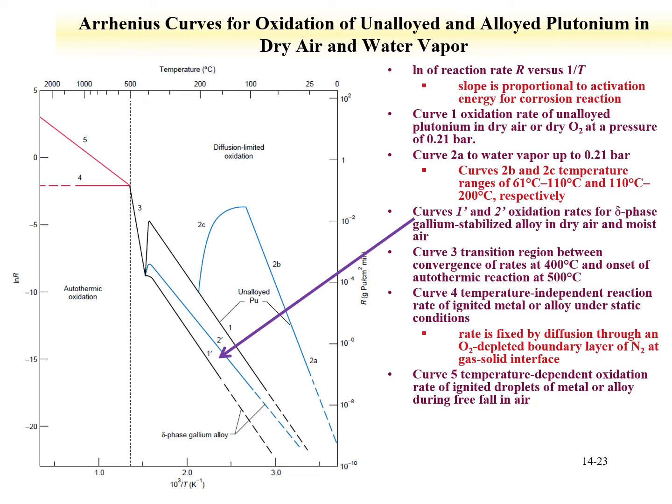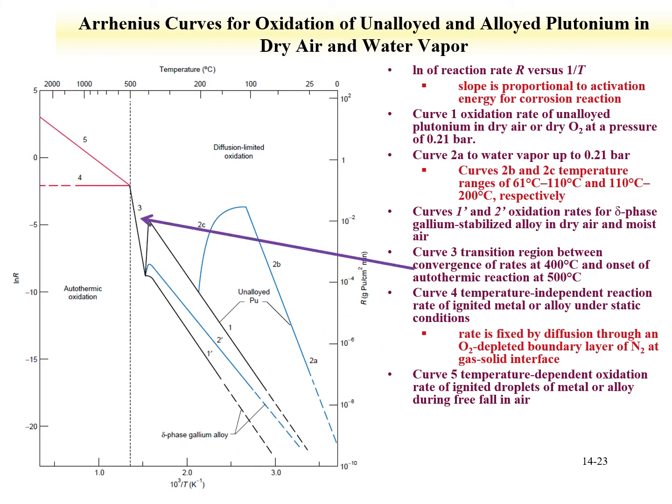This is the behavior of the gallium stabilized delta phase in dry air and moist air, respectively. And we see that those oxidation rates are lower, so the alloy has a little bit better stability against oxidation when compared to the metal.